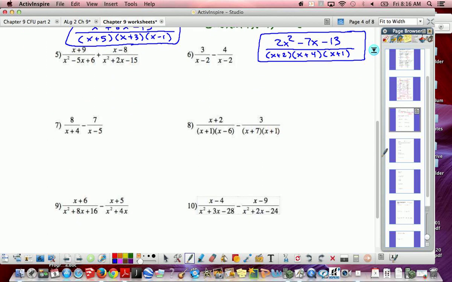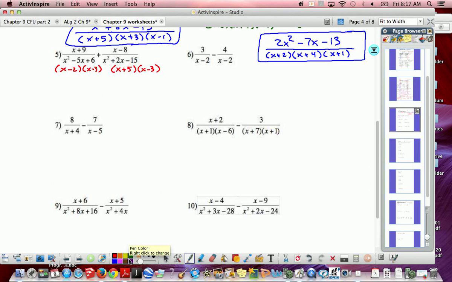All right, number 5, the last one of the additions where we have to factor first. So to get us started here, factors of positive 6 that add to negative 5 would be minus 2 and minus 3. So factors of negative 15 that add up to negative 2 are, I believe, x plus 5, x minus 3.